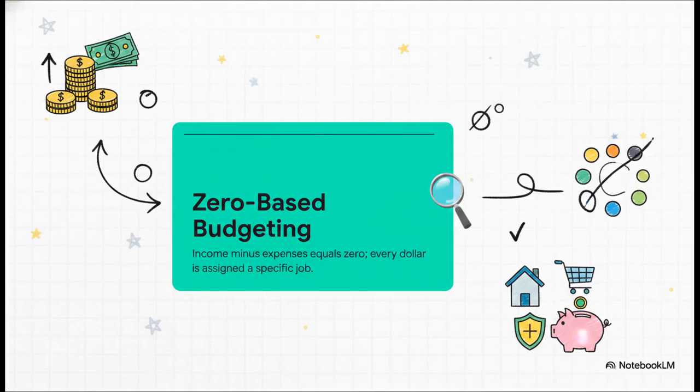First up is zero-based budgeting. The definition here is super strict. Your income minus your expenses must equal exactly 0. Before the month even begins, you give every single dollar a specific job description. Whether it goes to rent, groceries, or beefing up an emergency fund, literally nothing floats around unassigned. If you have $50 left over at the end of your planning, you have to assign it a job until you hit 0.